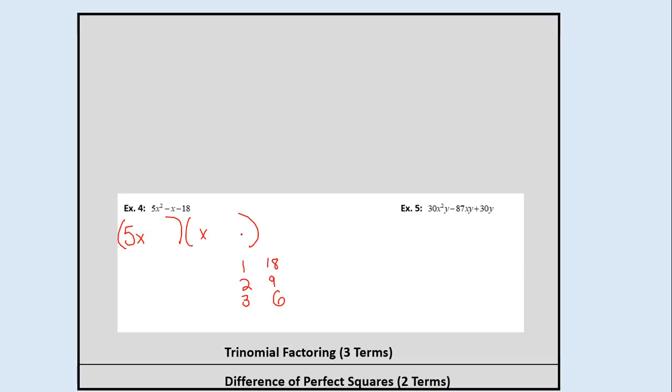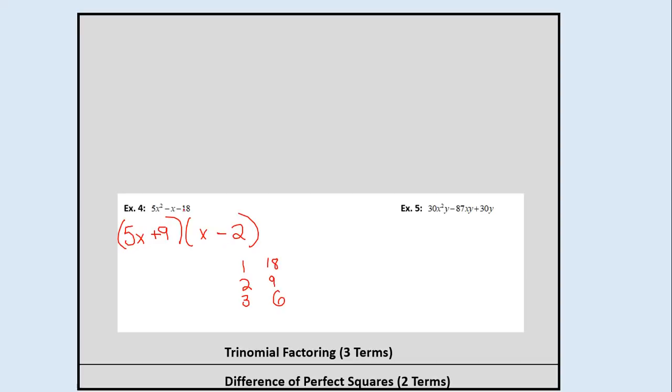Let's try, well, a 2 and a 9 might be able to do it for us. Let's try a 2 and a 9. Well, this would be 10x and that would be 9x, right? And if I make this a -10x and that's a +9x, I'll get a -x out of that. So that must be my factored form, because -10x plus 9x is -x.